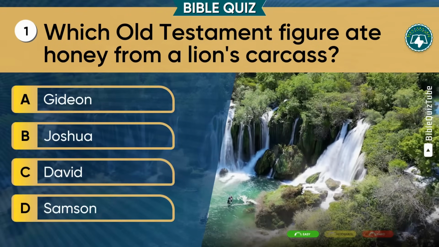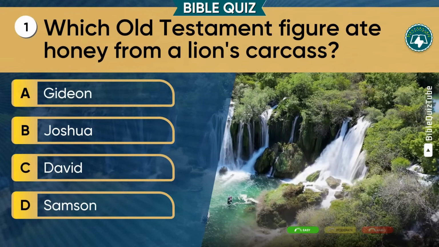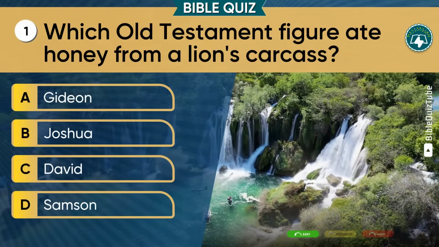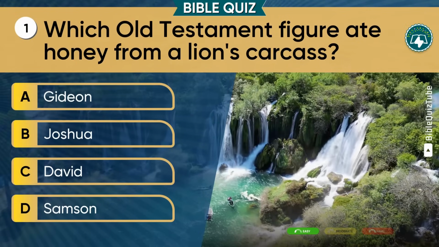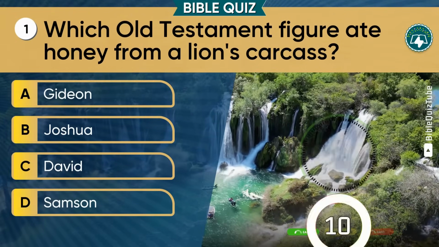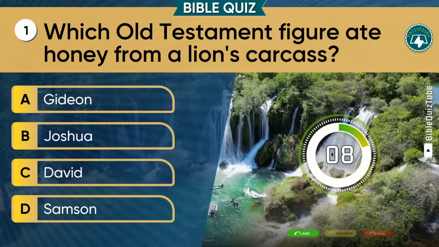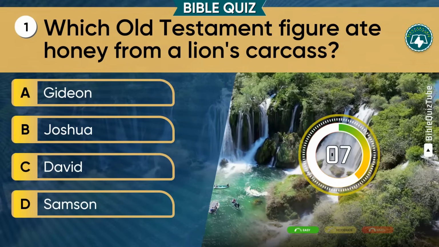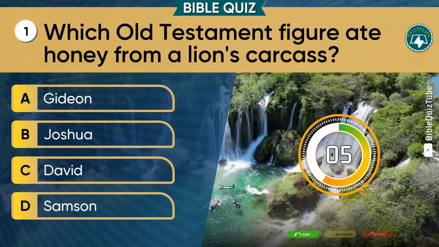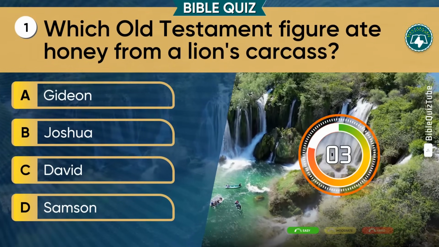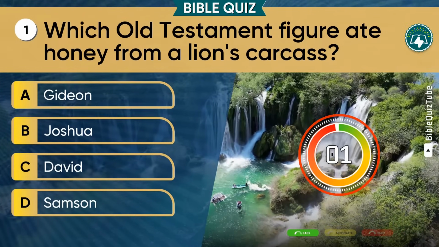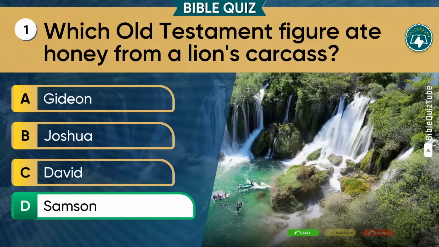Question 1. Which Old Testament figure ate honey from a lion's carcass? A. Gideon. B. Joshua. C. David. D. Samson. Excellent. The answer is D.